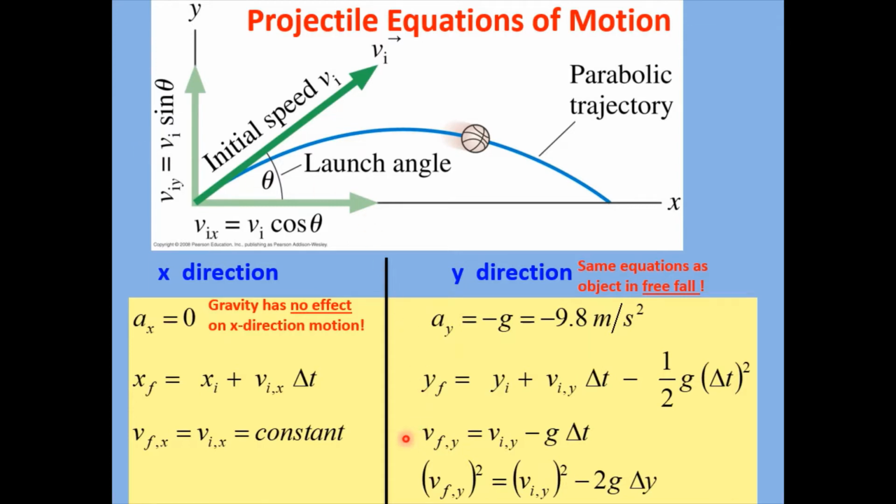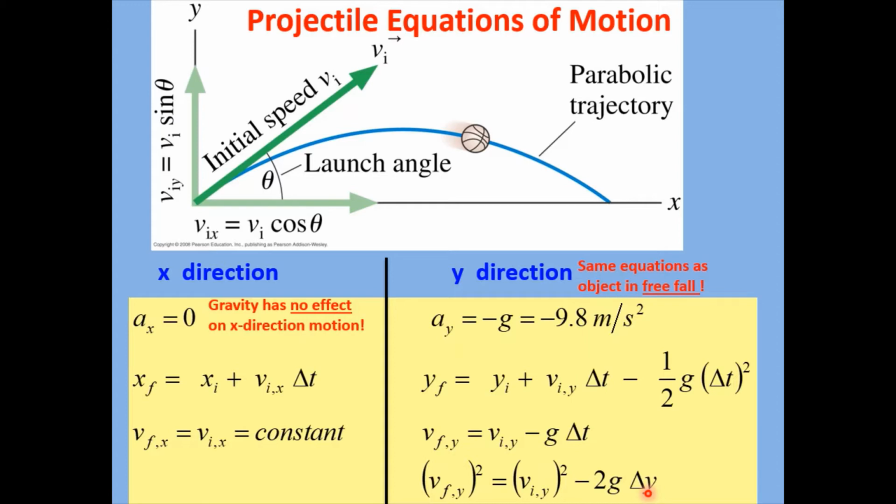Another equation we'll need is the final velocity in the y direction is equal to the initial velocity in the y direction, which again is given by v_i sine theta, minus g times delta t. And again, of course, g is 9.8. The last equation here, which is often useful since it doesn't contain any time variable, is that the final y velocity squared is equal to the initial y velocity squared minus 2g times delta y, where delta y here is the displacement, how far the projectile has moved in the y direction.